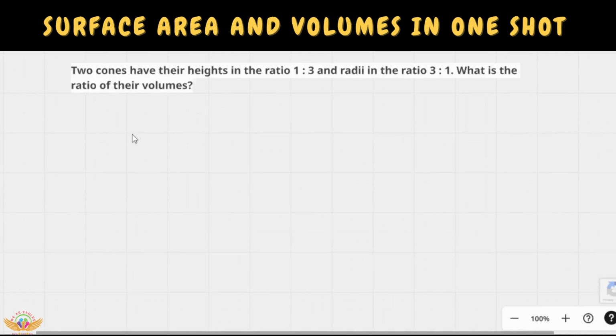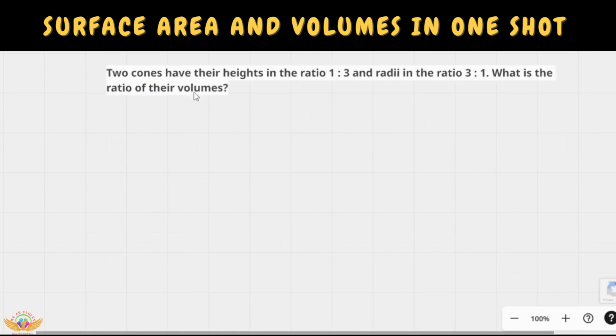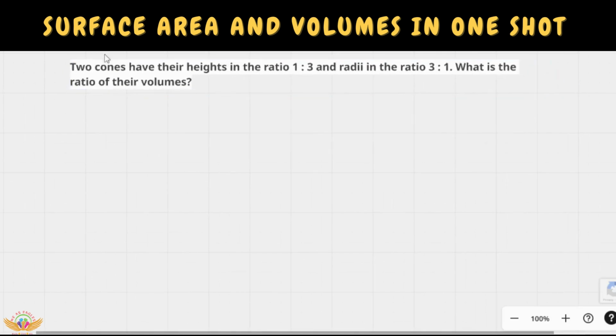Yes. In this question they told that there are two cones having their heights in the ratio 1:3 and their radii in the ratio 3:1. What is the ratio of the volumes? That is a direct question. So you have to remember the volume of the cone. So what is the volume of a cone formula? Volume of cone is equal to 1 by 3 pi r square h. This is the volume of the cone.